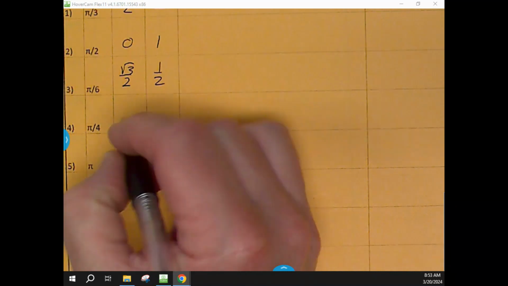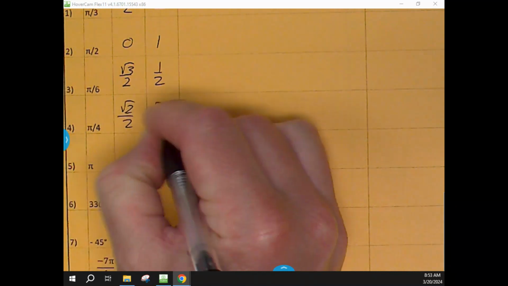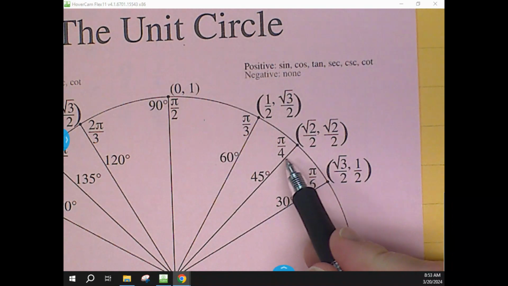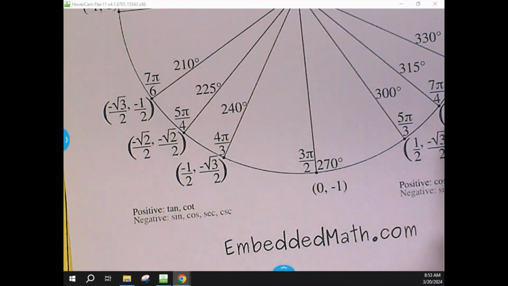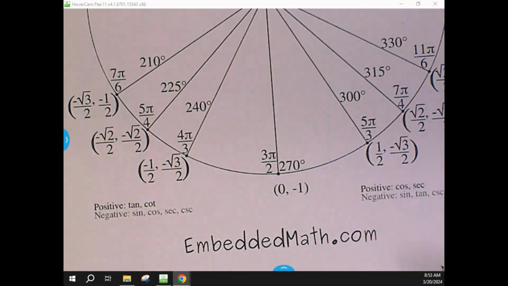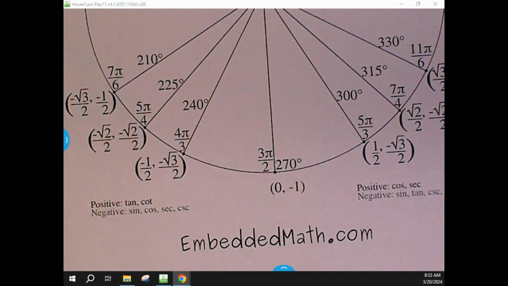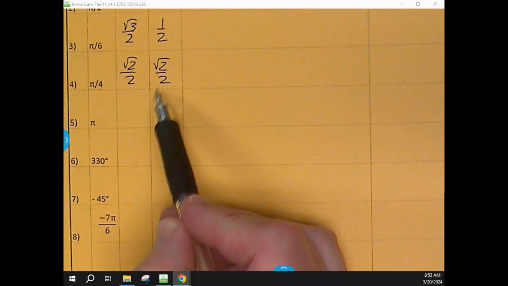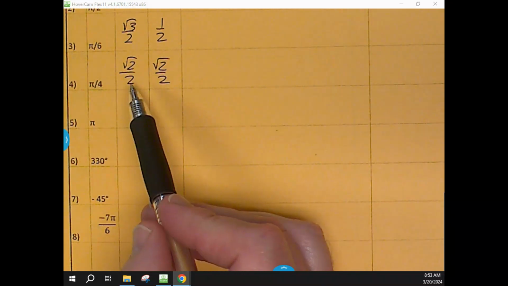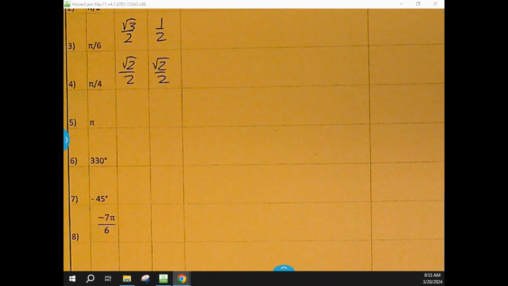If you go to pi over 4, it's the exact same thing in both of them. And if you haven't noticed this, every pi over 4 that's on the chart, whether it's here, here, here, or here, they're always square root of 2 over 2. The only thing that changes is positives and negatives, depending on which quadrant you're in. So anytime you get a pi over 4, you know it's always going to be square root of 2 over 2, and then it's just a matter of one of them may be negative, both of them could be negative, or they both could be positive. So it's just a matter of getting the signs correct.